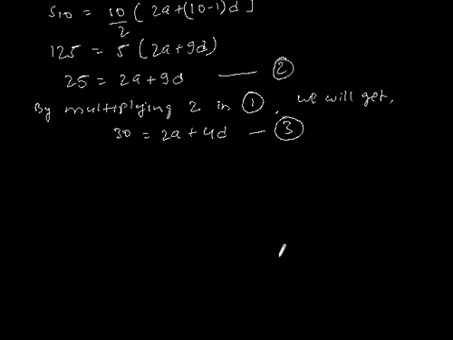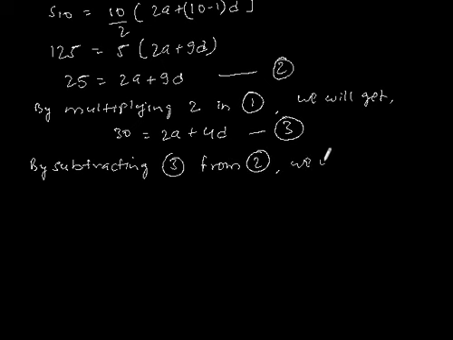Now subtracting equation 3 from equation 2, we will get, this will become minus 5, 2a minus 2a is 0, and this will become 5d, which implies d is equal to minus 1.